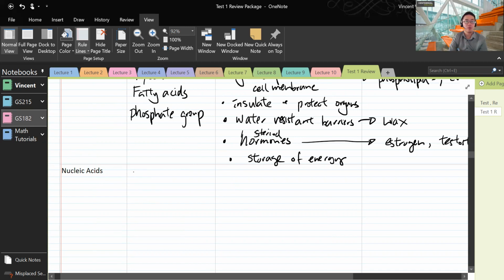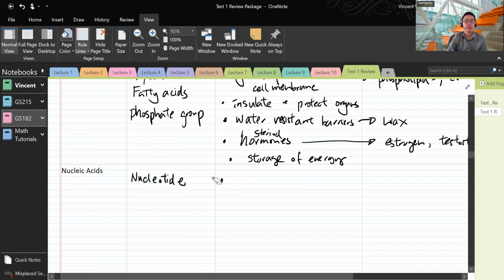Next one is nucleic acid. What are the monomers for nucleic acid? It is the nucleotide, right? Nucleotides, which include sugar. We talked about that already. There is the sugar, the phosphate group, and then the nitrogenous base. Okay, so what is the next one?